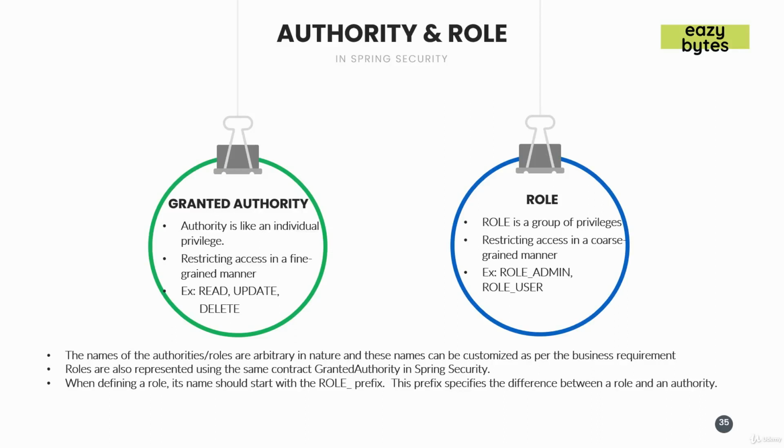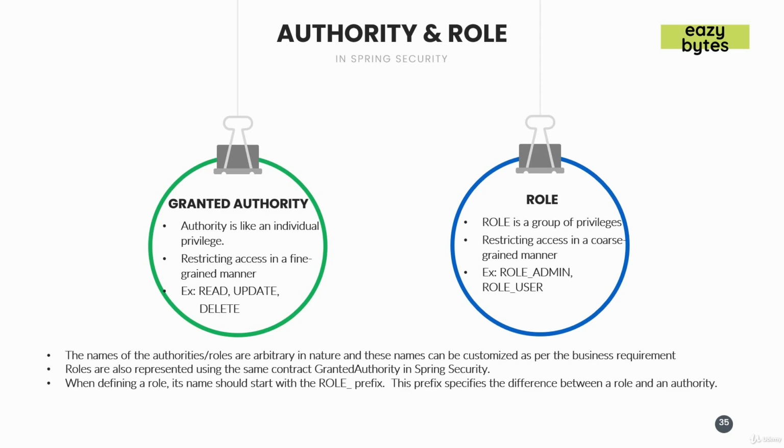Spring Security allows you to configure authorization based upon authority and roles. Let's try to see what is authority and what is role and what's the difference between them. So when we say granted authority or authority, it's a single individual privilege or permission.